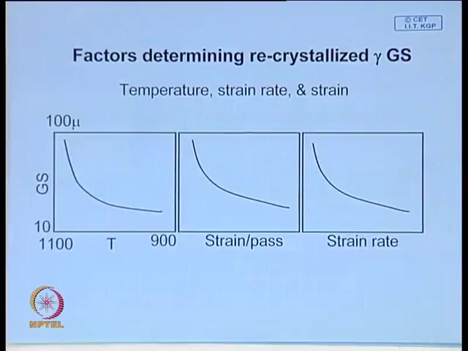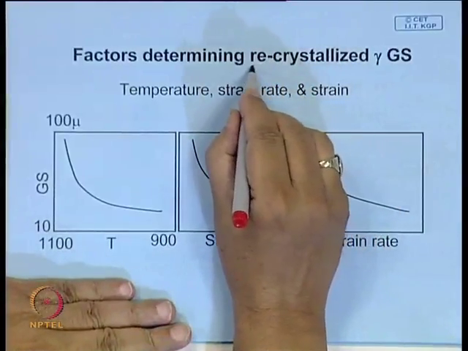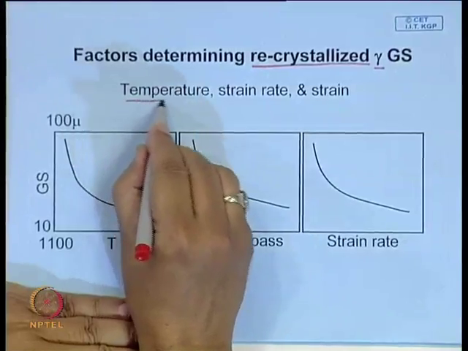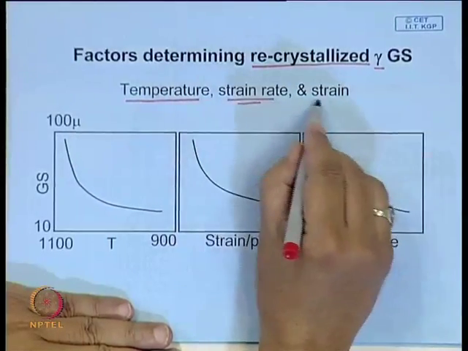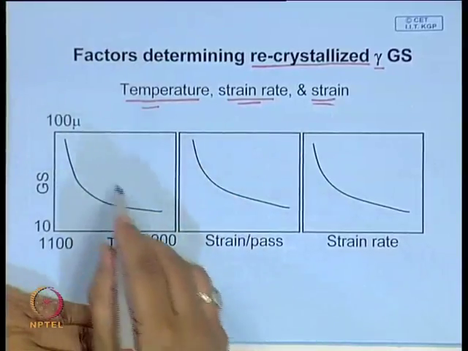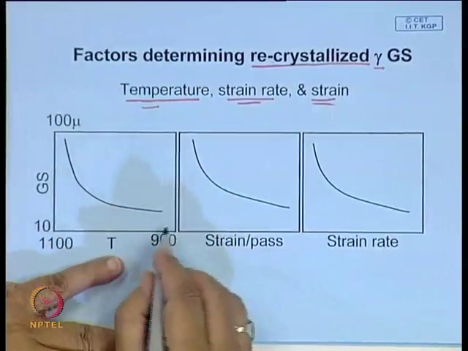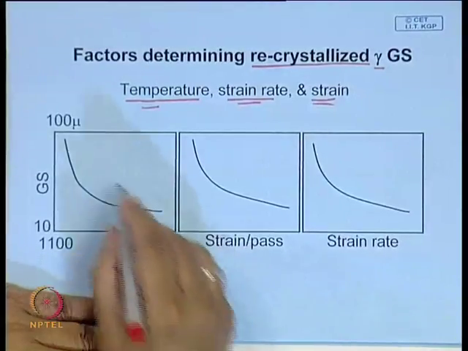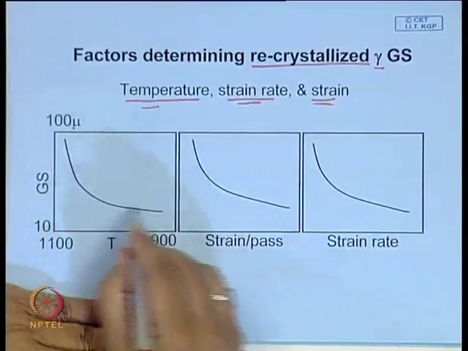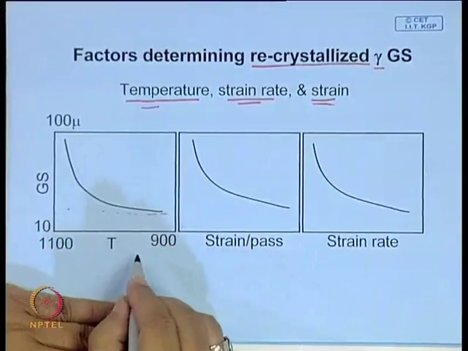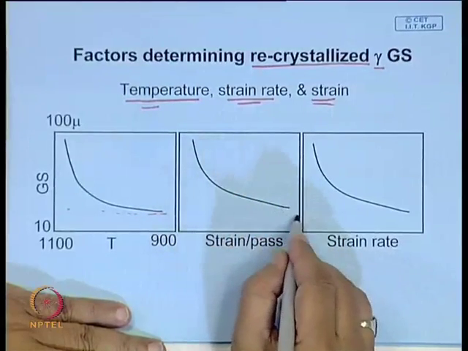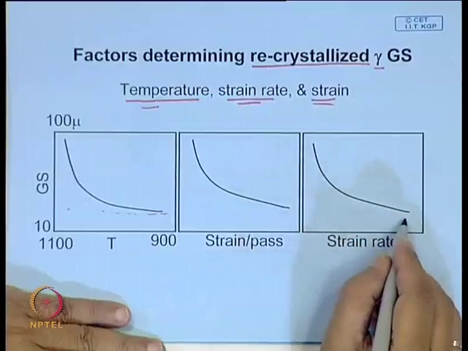Let us look at the factors that determine the final recrystallized austenite grain size. It depends on several factors: the temperature, strain rate and strain, which is shown here. During hot working itself, you will be finishing the working around, let us say, 900 degrees centigrade. If you finish here, you are likely to get a fine grain structure. The higher the strain you give per pass, the finer the grain. The higher the strain rate, the finer the grain.